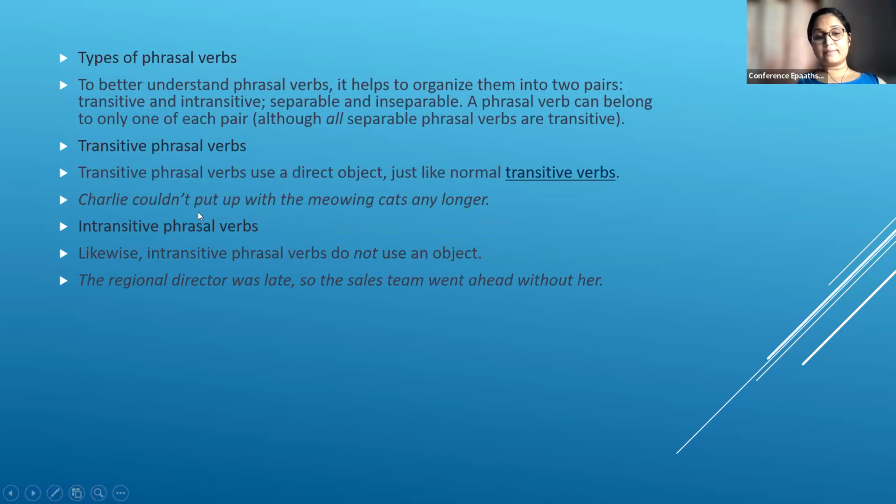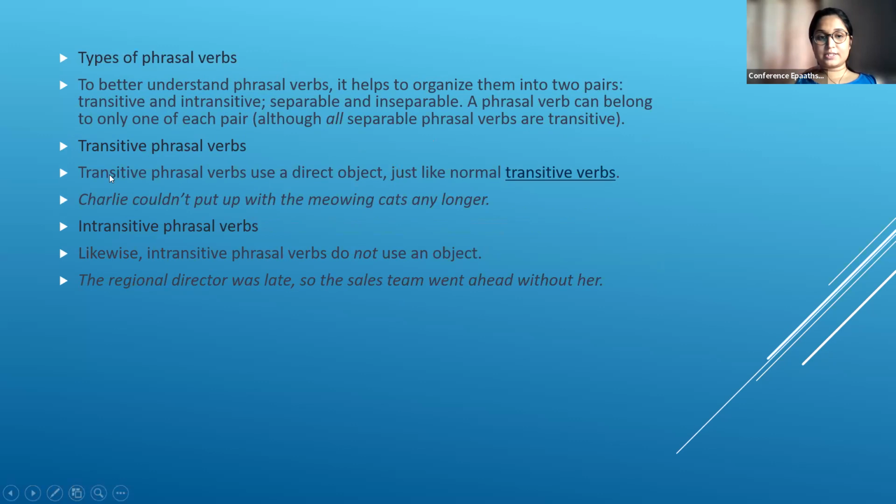Now there are some types of phrasal verbs. You can note it down. To better understand the phrasal verbs, it helps to organize them into two pairs: transitive and intransitive, separable and inseparable. A phrasal verb can belong to only one of each pair.